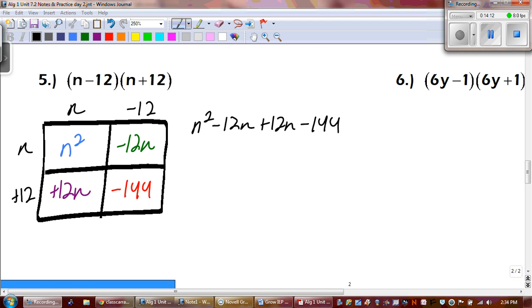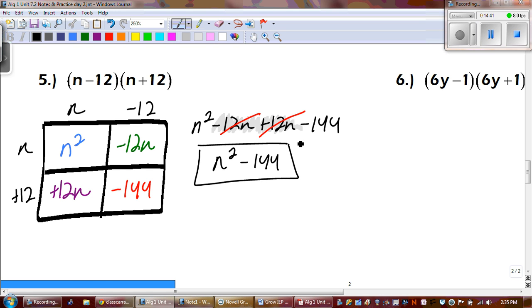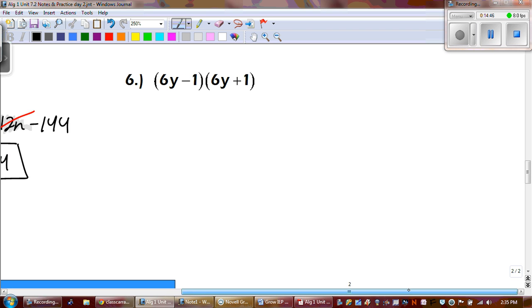Okay, so once again, we're multiplying. And after you do everything, you should get n squared minus 12n plus 12n minus 144. Now, let's take a look at our like terms. What happens to our like terms in this situation? They cancel out because they're both 12s, they're both n's, one's positive, one's negative. So we're left with n squared minus 144. Okay. Let's try the next one.